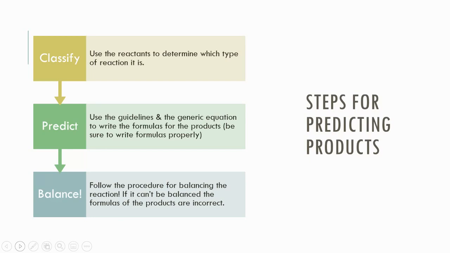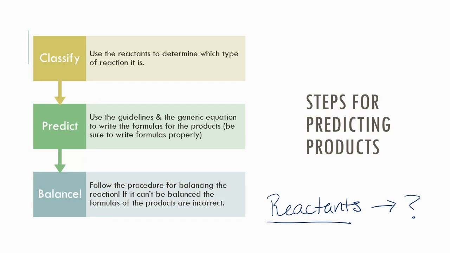Whenever we are predicting products, we are going to see just the reactants of our equation, and the product side is completely blank. So there are 3 steps to any problem that look like this. Number 1, you need to classify. So you first need to figure out what type of reaction you have. So synthesis, decomposition, single replacement, and so on.